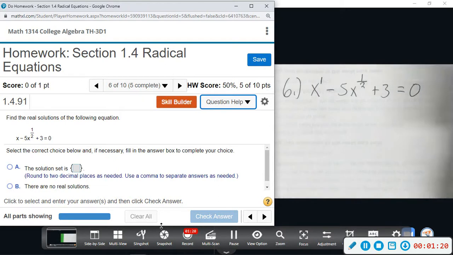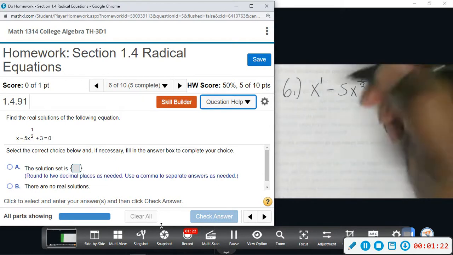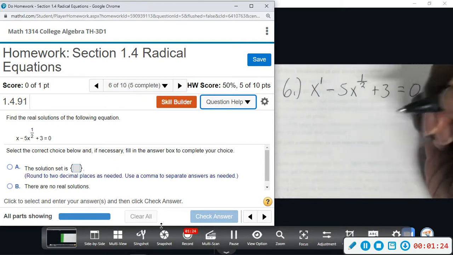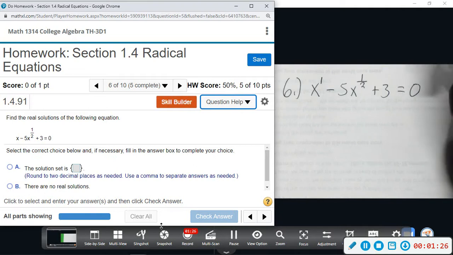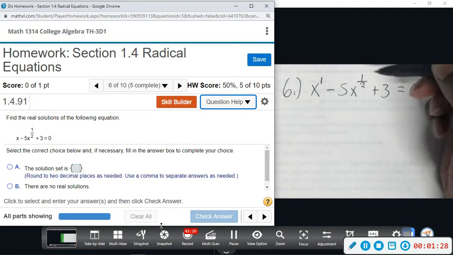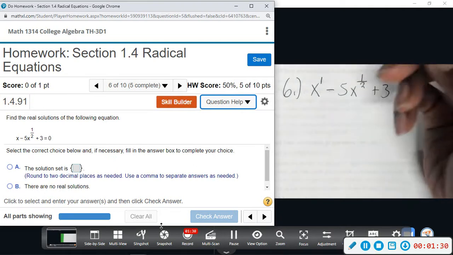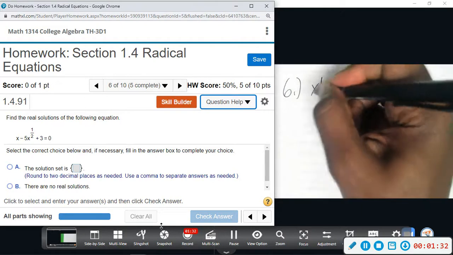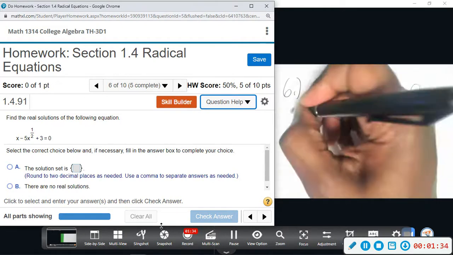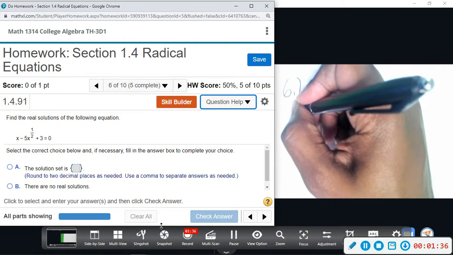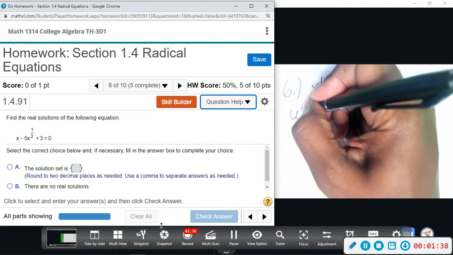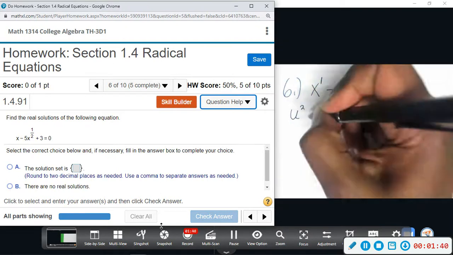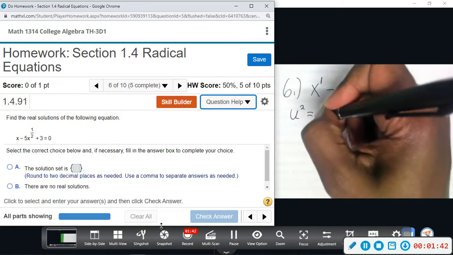So normally in math, I don't know why, there's probably some history with the U substitution. Maybe it has something to do with the mathematician that created it with his name. Usually that's the case. But because I want this to look like a 2, I'm going to say that U squared is equal to X. So I'm just going to replace that.